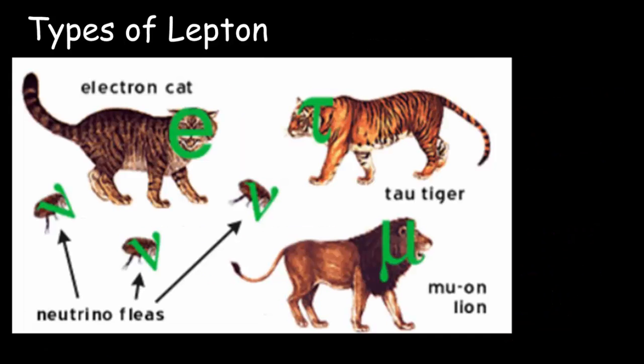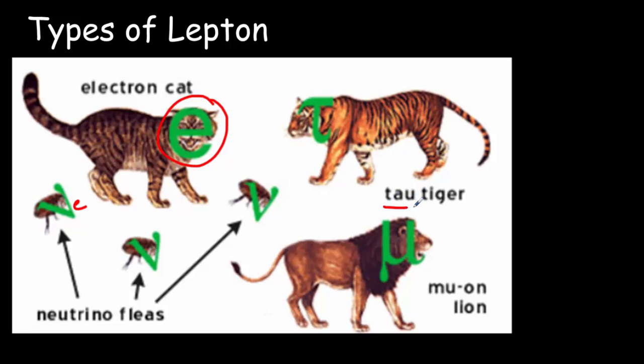So there were 6 types of quarks and they occurred in pairs. There's also 6 types of leptons and they occur in pairs. So we've mentioned the electron. There's also an electron neutrino. And they're being represented here by fleas because neutrinos, of course, have nearly no mass and no charge. So they, for the most part, don't interact. So we can think of them as being extraordinarily tiny.